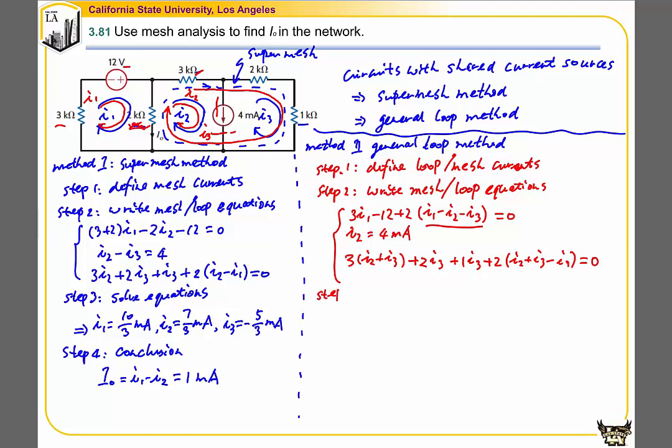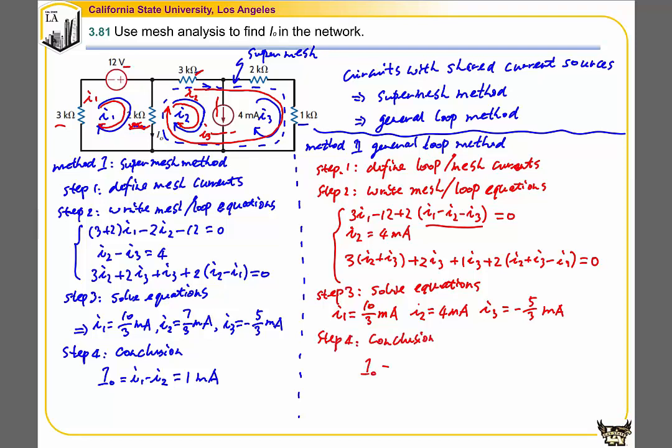Now step 3, we can solve these equations. We find I1 equal to 10 over 3 milliamp, I2 equal to 4 milliamp, and I3 equal to negative 5 over 3 milliamp. Now we can get the conclusion. Step 4, I0 in this case is I1 minus I2 minus I3, which gives us 1 milliamp.